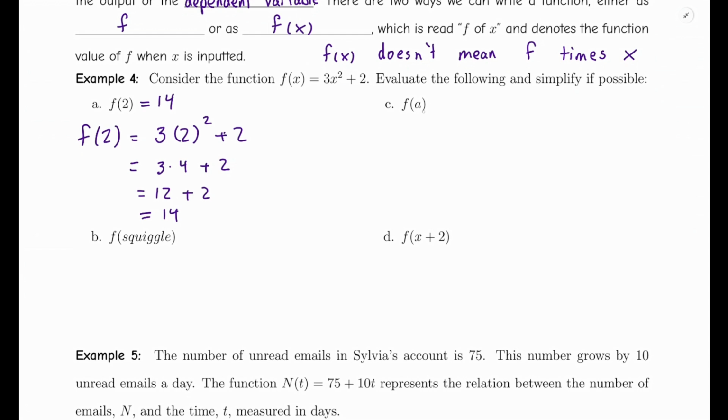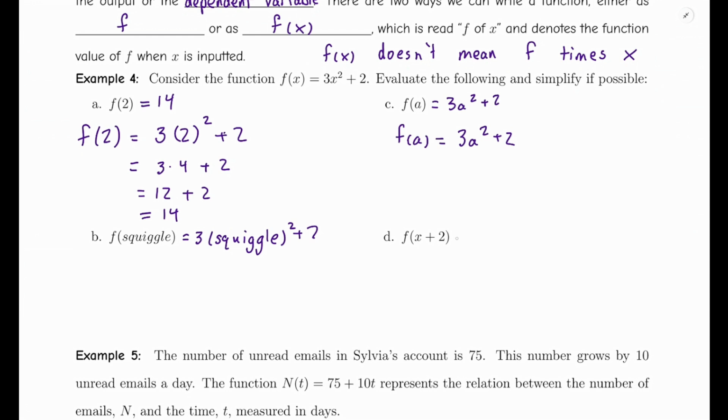What happens if we have a letter, though? Well, that f of a just means replace every x with an a. So it becomes 3a squared plus 2. Same thing if I put a word in. This will just become 3 squiggle squared plus 2, and that's what we get.